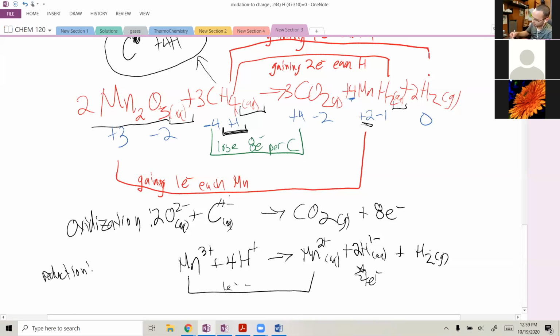Two. It needs 2. So total, we need to transfer 1 plus 4 plus 5 and 6. Or so 1 plus 4 is 5 plus 2 is 7. So we need 7 electrons in order to transfer it.